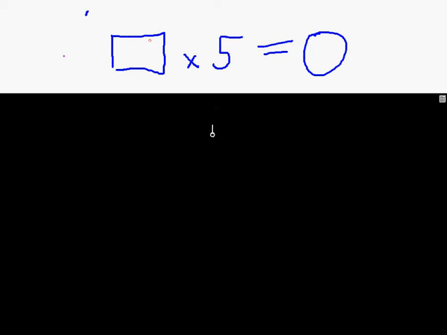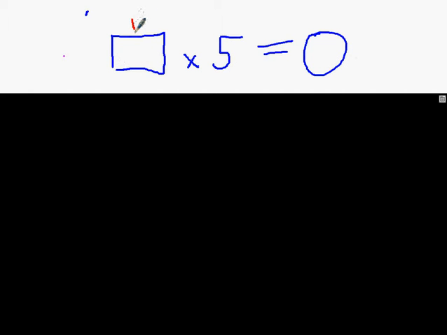Okay, now in this question we're going to look at quadratic equations and solving quadratic equations using factors. First of all, we're just going to have a quick look at some things with a number. Okay, we're looking at this question. Something multiplied by 5 equals 0. What number, when you multiply it by 5, gives you 0?